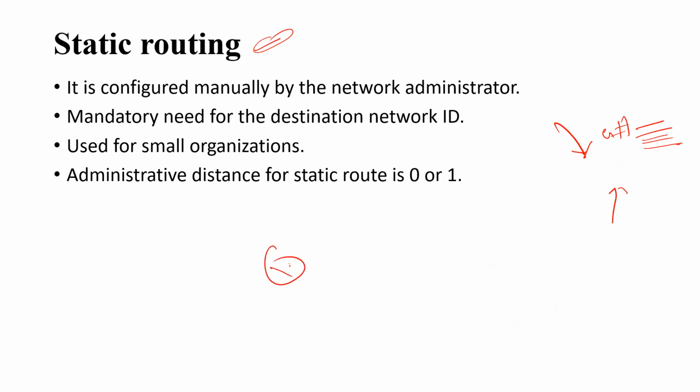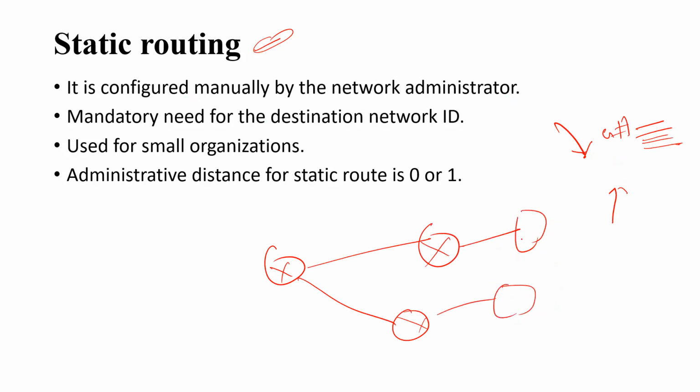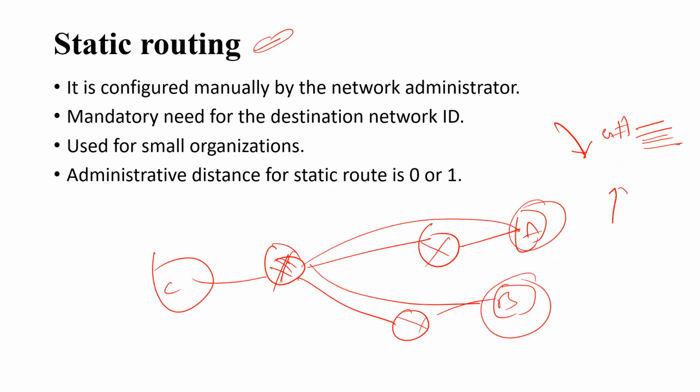Suppose this router is connected to multiple things. Here one network is there and here another network is there, network A, network B. And here some network C is there. If you want to configure the routes in this router, we need to be aware of which networks this router is connecting to.